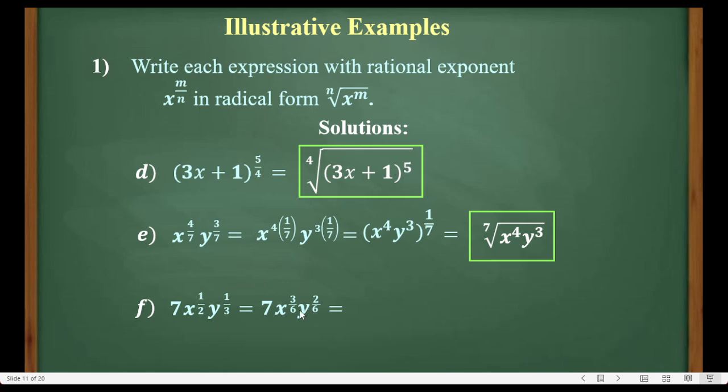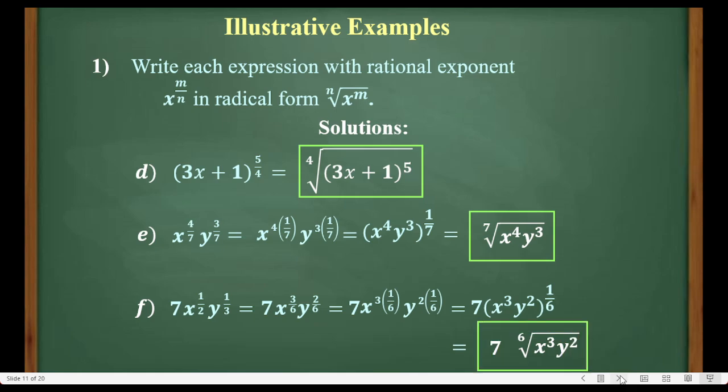Next, since may common factor na sa 3/6 tsaka 2/6, which is, as we all know, is 1/6, ilalabas natin yan. Okay, so 7x raised to the 3rd times 1/6, then y squared times 1/6. Then here, ilalabas natin yung 1/6 applying the power of the product law. So this will become what? 7 times the quantity x cubed y squared raised to 1/6. And from this point, we can now transform this to radical form. So this will give us 7 times the 6th root of the quantity x cubed y squared, which is our answer. Okay? Next.